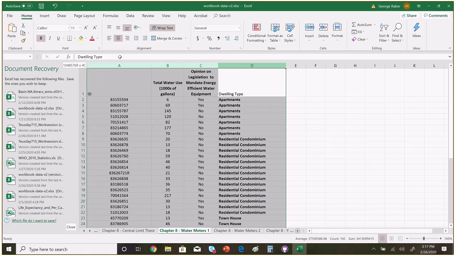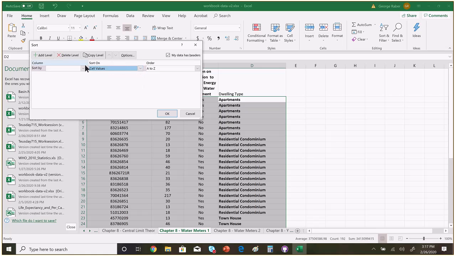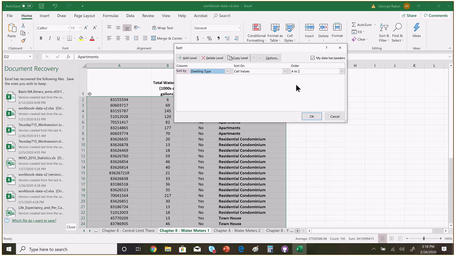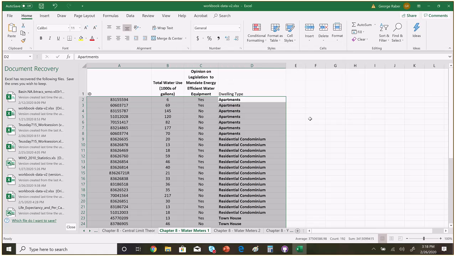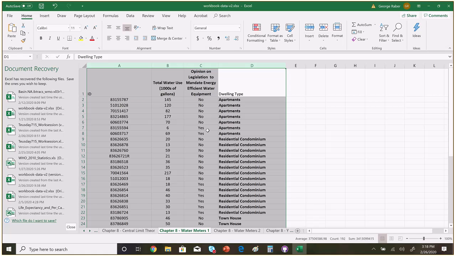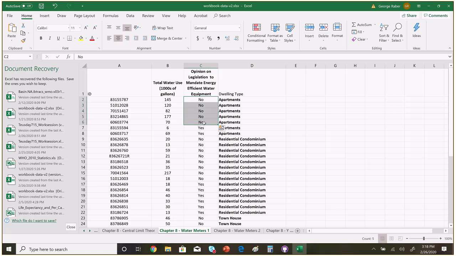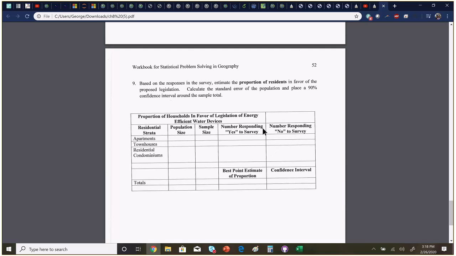In Excel, you can highlight all the columns. You can go to custom sort, and then say I want to sort on dwelling type still, but then add level, and sort then by opinion on legislation to mandate energy. So you can hit OK. If you do that, you'll get them aligned so that you can more quickly see what they are. So here you've got 5 and 2, and then here you've got something and something else, and so on. So you fill out the table that way, and then you plug it into the large formula.